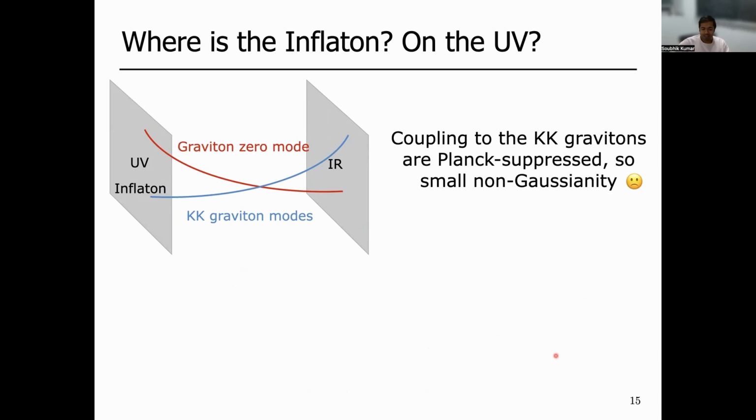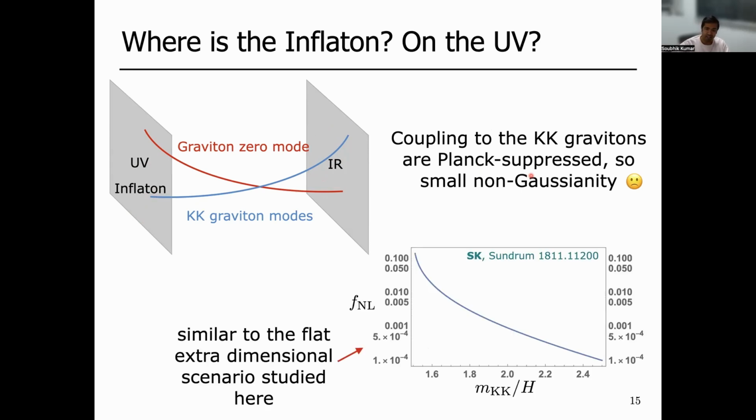So let us now discuss how to implement inflation in this setting. One simple possibility you can first think about is that maybe the inflaton field is localized on the UV boundary. But I just told you that because the KK graviton mode is peaked towards the IR boundary, this coupling would be Planck suppressed. So the inflaton KK graviton coupling would be Planck suppressed, and as a result, this would give rise to pretty small non-Gaussianity.